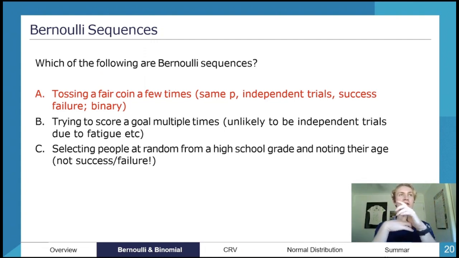But then again, if you had quiz results and they were random, if they've told you it satisfies the three, I'm happy. Okay, finally, we had selecting people at random from a high school grade and noting their age. This is not success and failure, unless we specified noting whether their age was 20 or not 20, or like 12. That would then be success or failure. But the way this is worded, selecting people at random and noting their age, sure, the probability of their age might be random, and the trials are probably independent, but there's no success or failure here. So C is not a Bernoulli sequence.